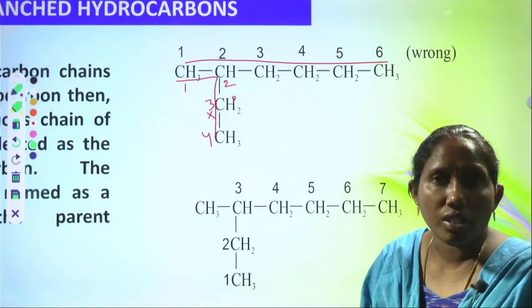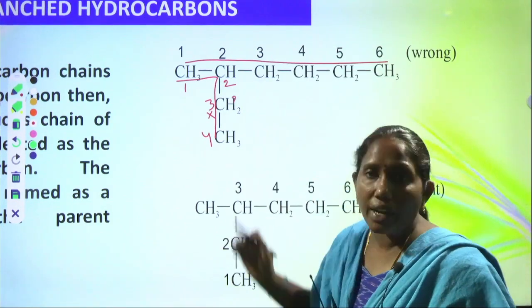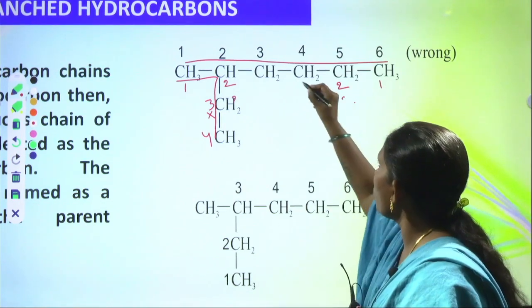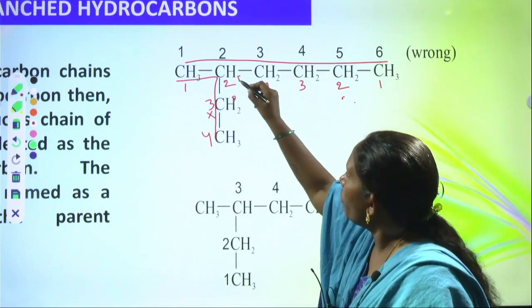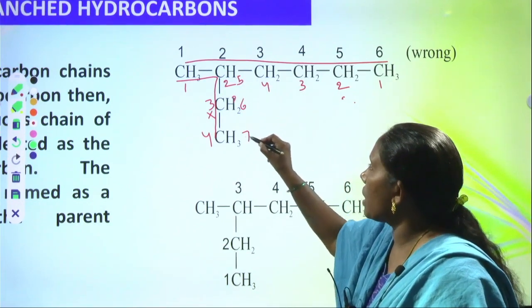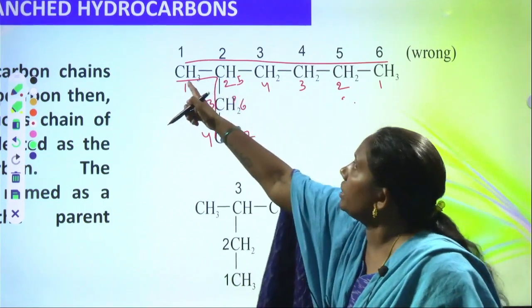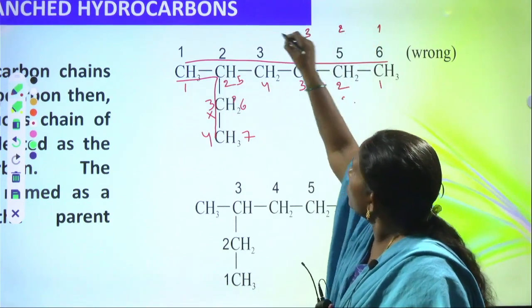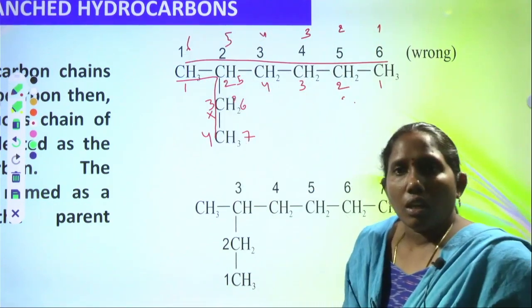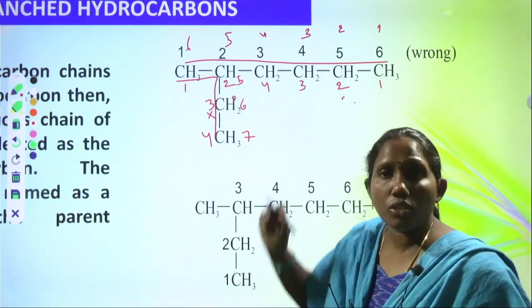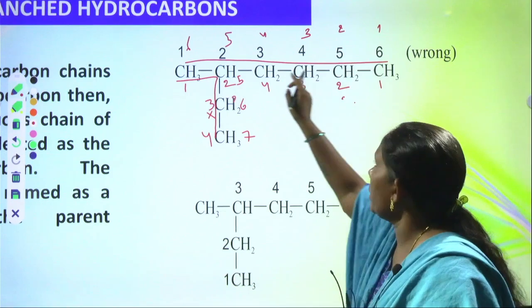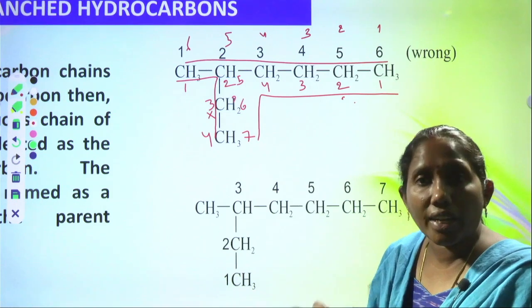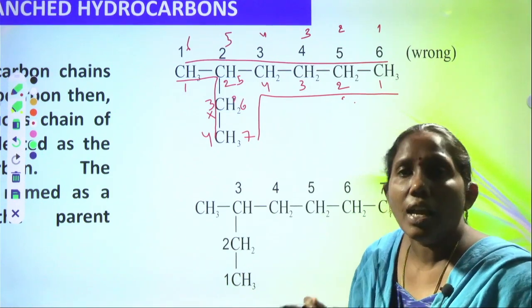And there is one more possibility. We can give numbering from this side also. We have to check the possibilities. So first carbon, second, third, fourth, fifth, sixth and seventh carbon. If you take the numbering in this way, you can write 1, 2, 3, 4, 5, 6. In any way, you only get a 6 carbon chain. But if you take it this way, you are getting a 7 carbon chain, which is the correct one, which we have to prefer for writing the organic compound name.